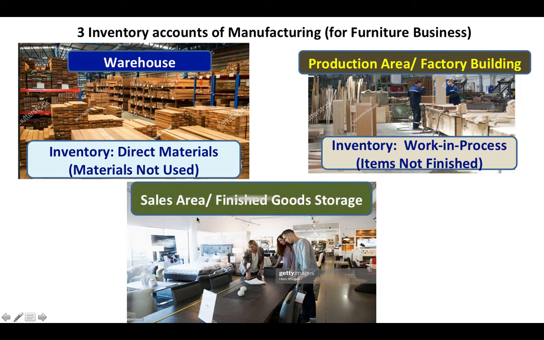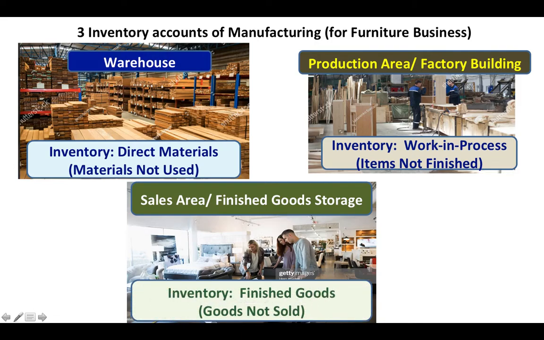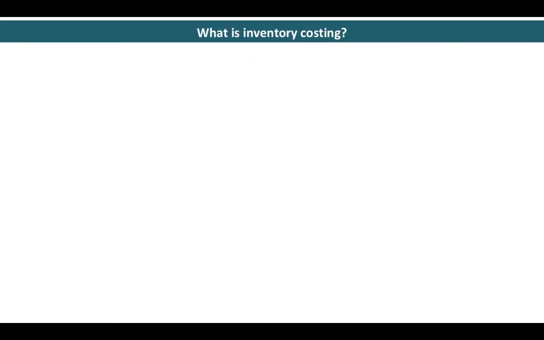And in the sales area, or if the company has a finished goods storage, you can find here the items that were not sold yet. And this is the inventory of finished goods. So these are the three inventory accounts of a manufacturing business: the inventory for direct materials, the inventory for the work in process, and the inventory for the finished goods. Okay? And class, let us now discuss what is inventory costing.